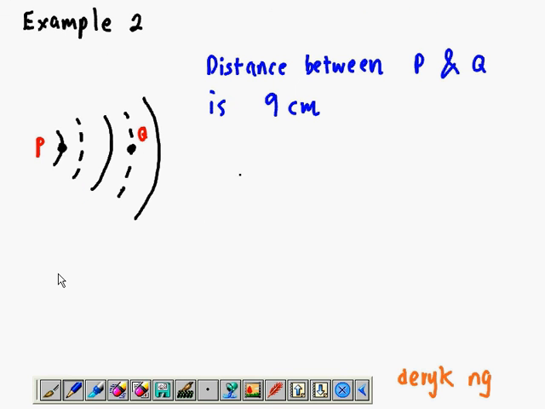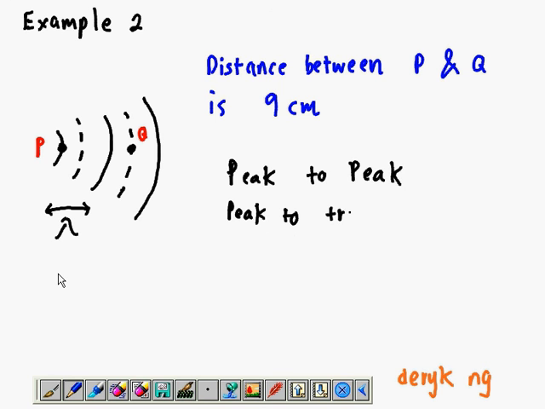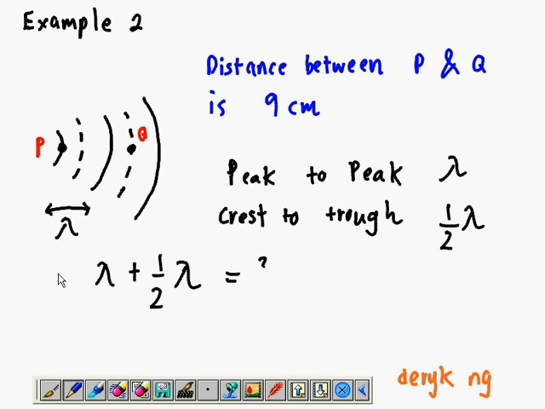How about this? The distance between P and Q is 9 cm. Peak to peak is lambda. Then another one, peak to trough, or should I say crest to trough, is half a lambda. So lambda and half a lambda is 3/2 lambda. That equals 9 cm. So lambda, the wavelength, is actually 6 cm.